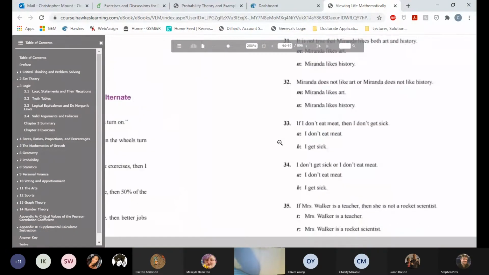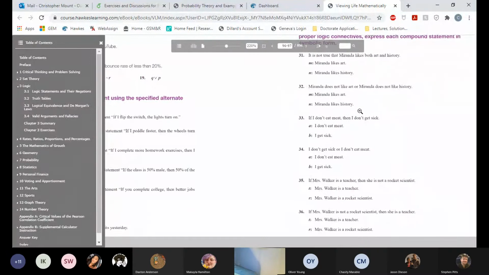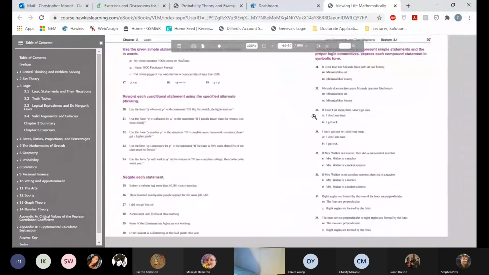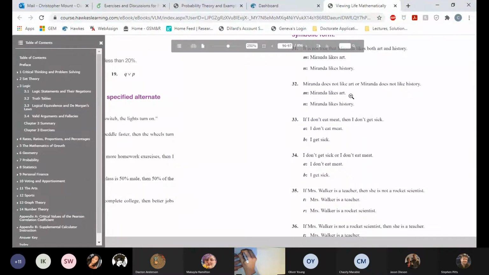Let's look at 32. Oof. That's another reason I don't like this textbook. If you try to scroll instead of moving up and down the page, it zooms in. Oh God, I hate this thing. Okay, there we go. 32. That's fine.